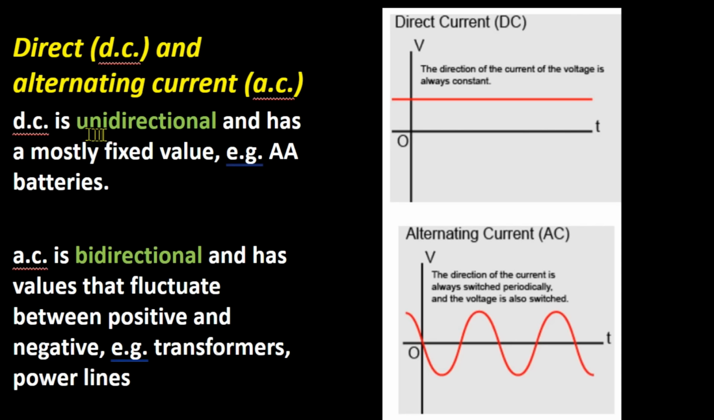So direct current is unidirectional, which means it travels in one direction and has a mostly fixed value. Examples of direct current would be AA batteries. From the graph that you're seeing here, this is a direct current. The voltage pretty much remains steady as time passes.